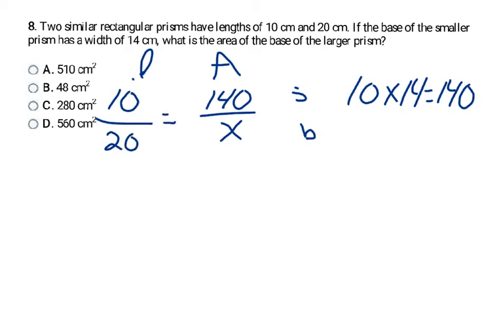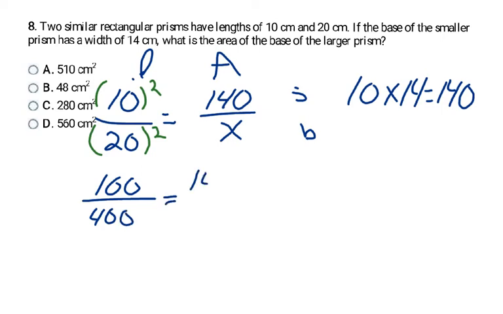But since I am comparing length to area, where length is just centimeters and area is centimeters squared, I have to remember to square both of these so that these two fractions are equivalent. So 10 squared is 100, 20 squared is 400, and that equals 140 over x.